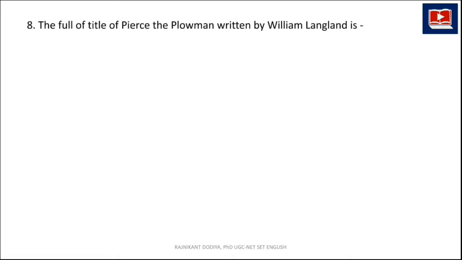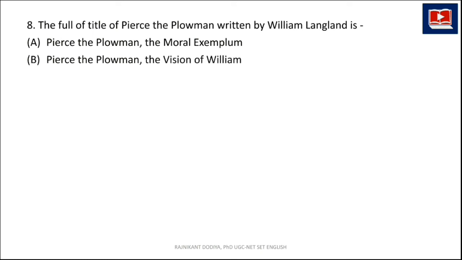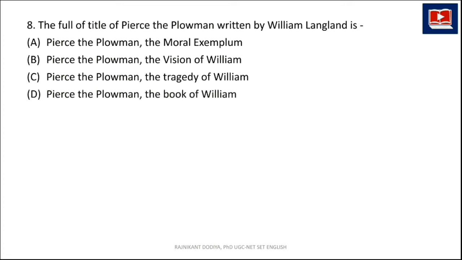Yes, the next one is the full title of Piers the Plowman, written by William Langland. We have to find here the full title of this work by William Langland. The options are: A. Piers the Plowman, the Moral Exemplum; B. Piers the Plowman, the Vision of William; C. Piers the Plowman, the Tragedy of William; or D. Piers the Plowman, the Book of William.